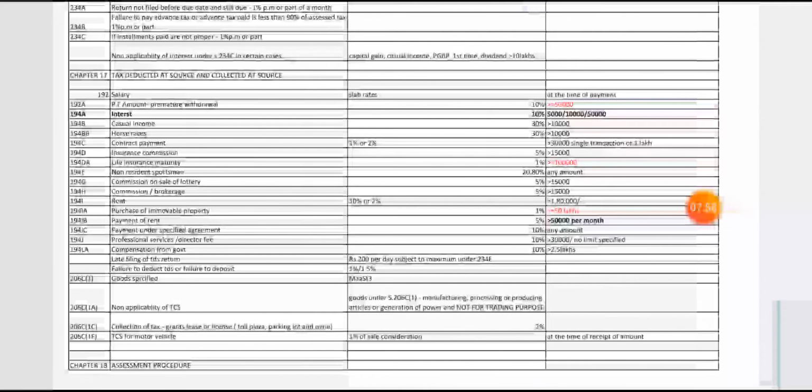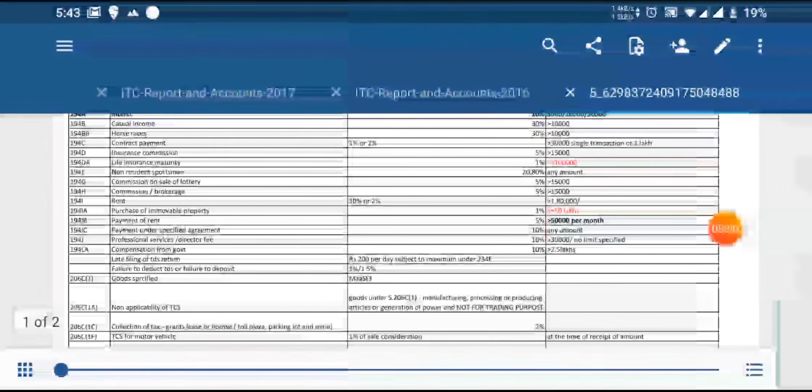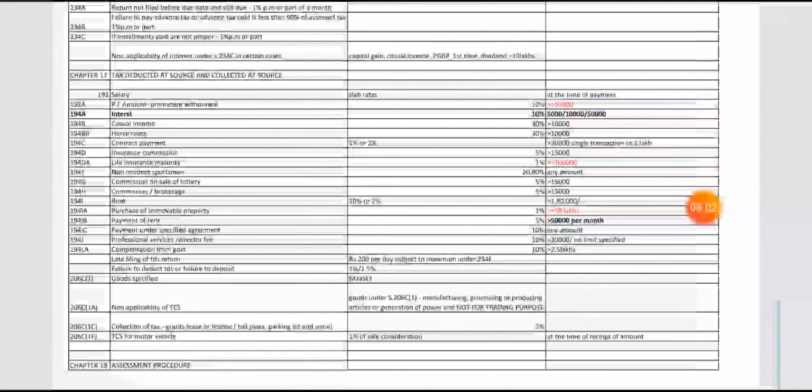It is given that 1% or 2%. 1% in case of individual, 2% in case of persons other than individual. The amount in a single transaction should be more than 30,000, or if you take the whole year, the amount should be greater than more than 1 lakh. Okay, from a single person.